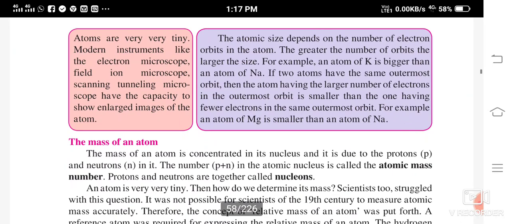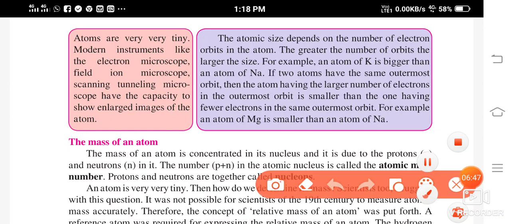Now see, atoms are very tiny. Modern instruments like the electron microscope, field ion microscope, and scanning tunneling microscope have the capacity to show enlarged images of the atom. Okay, so with simple instruments, simple microscopes, you will not be able to see the atoms.